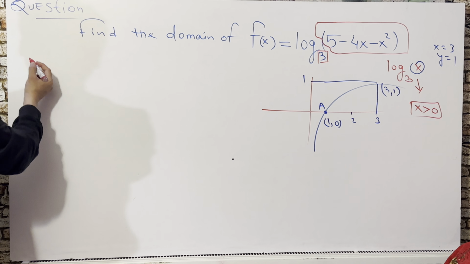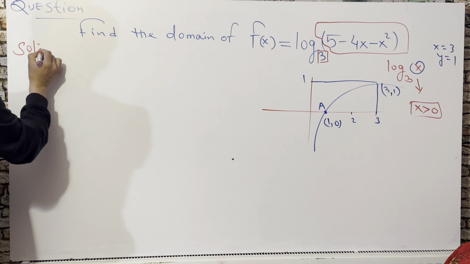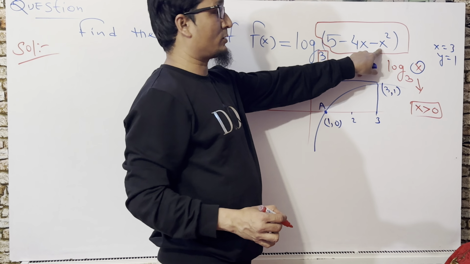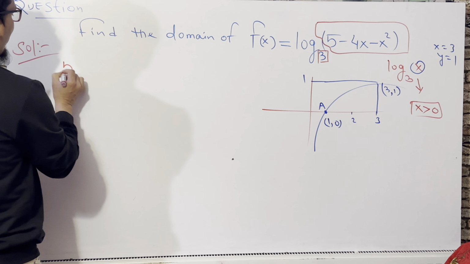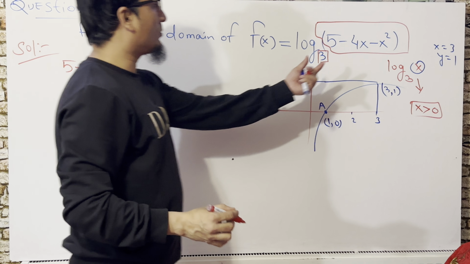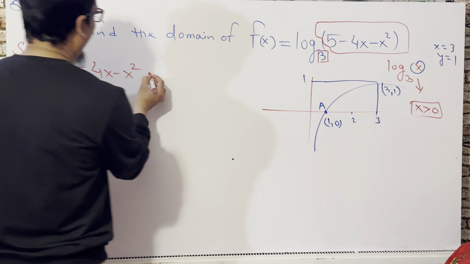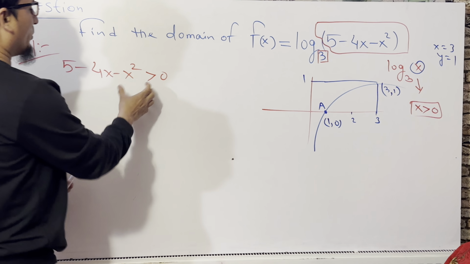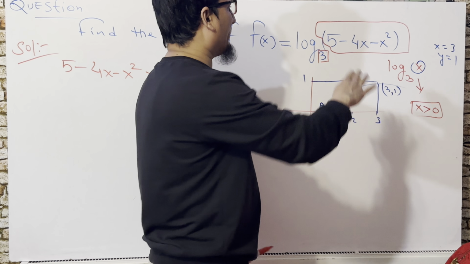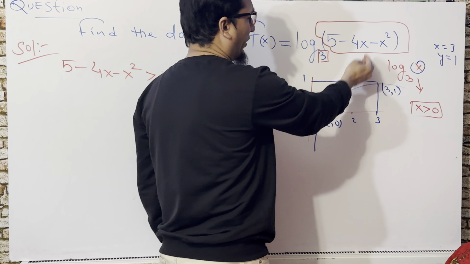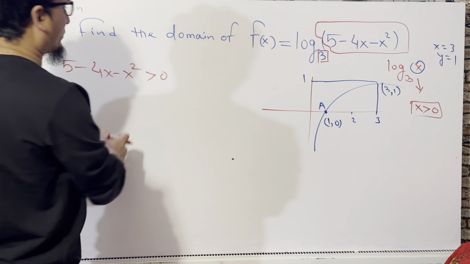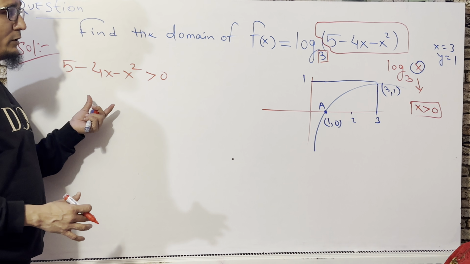So I'm going to solve this question. Here we have 5 minus 4x minus x square, and this value must be greater than 0. Means if this value is greater than 0, then you can say the logarithmic function exists, right? It may be 0.1, 0.2, 3, 4, 5, 6. And what is the maximum value? I don't know. We will solve this question. We can find out the maximum value of this one, right?